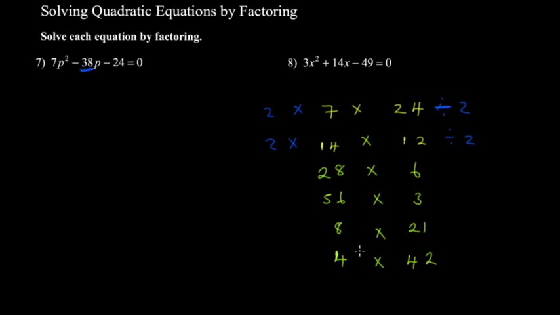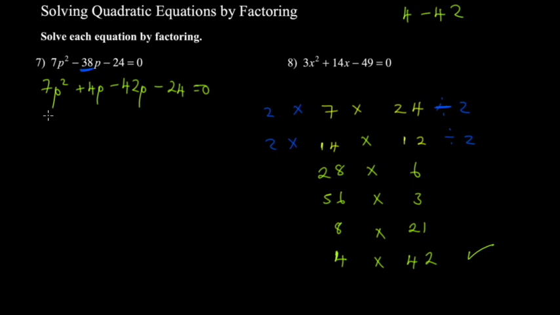So 42 and 4, we can actually use these to get negative 38. So it'd be 4 minus 42. Then you check, is it checking out for the product? The product is negative, so obviously these are the factors. And it would also give you what you want there. So we replace this one by plus 4p minus 42p minus 24 equal to 0.